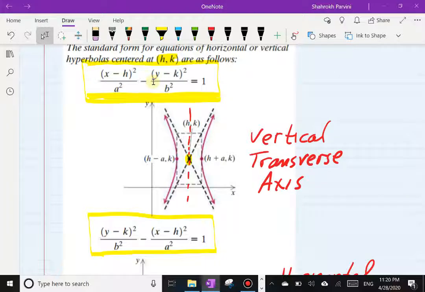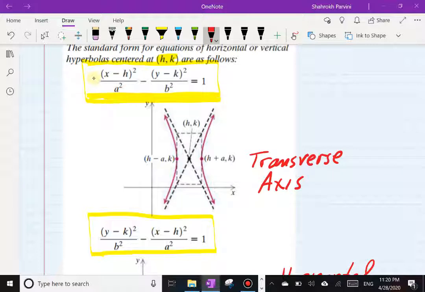plotting a single point. So for this one, because the fraction starts with x, these are the ones with horizontal transverse axis. Okay, so for this one, beginning with x, this is going to be horizontal. So the transverse axis, let me erase this one. It's not vertical. It's going to be horizontal because we start with x. So we have horizontal transverse axis, and this is what that means. And remember, the vertices of the hyperbola should be on the transverse axis, and they are here.